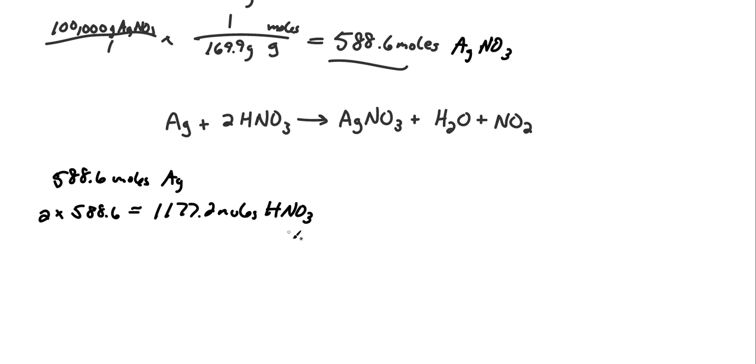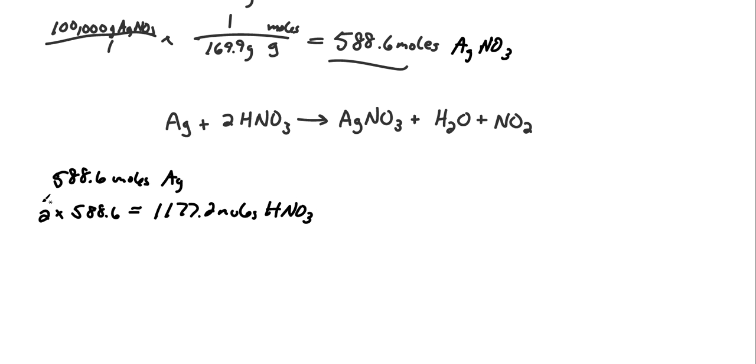What we want to do is talk about limiting reactants. To get a reaction to go all the way, to get all the silver nitrate we want, we could put in the exact amounts of the chemicals, but it is possible that some of the silver may not find some of the nitric acid. So what they often like to do is add more than they need of one of them. Well, silver's very expensive, so they're going to want to use the least amount of silver possible. So they're going to use their 588.6 moles of silver, and then they're going to use extra nitric acid.